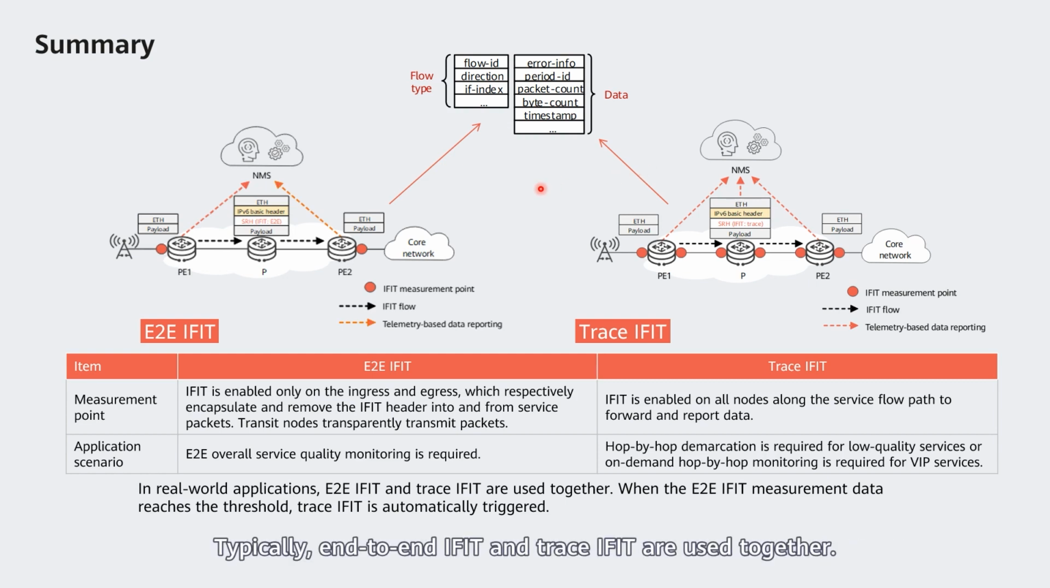Typically, end-to-end IFIT and trace IFIT are used together. When the end-to-end IFIT measurement data reaches the threshold, trace IFIT is automatically triggered. In this case, the service flow forwarding path can be restored and faults can be quickly demarcated and located.